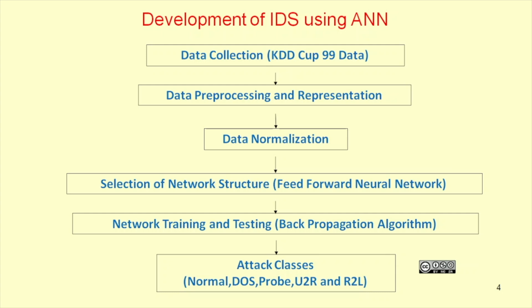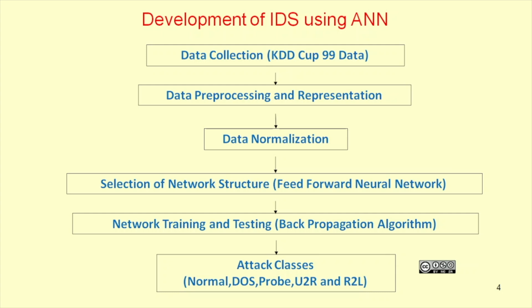Followed by that we have to select the suitable structure for the network, that is the architecture: input layer, output layer, hidden layer, how many nodes in the input layer, how many nodes in the hidden layer, how many hidden layers, as well as how many nodes in the output layer. Those are the steps you need to know. Then you have to perform training of the neural network model followed by testing of it. These two tasks are major tasks.